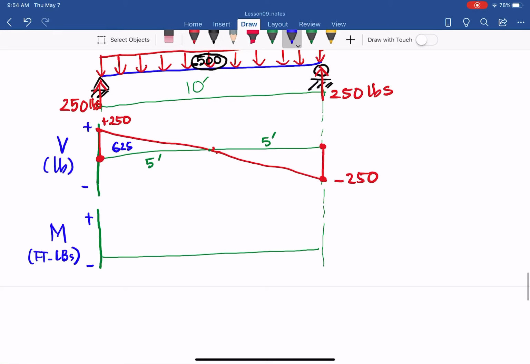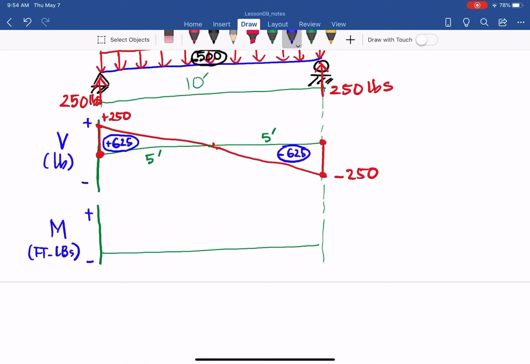625, and on top, so it will be positive. That is the area from left to the middle. And exactly the same, but it's negative 625. So from that, you have the change in moment equal to the area under the shear curve. So we have that because that is the critical point there.